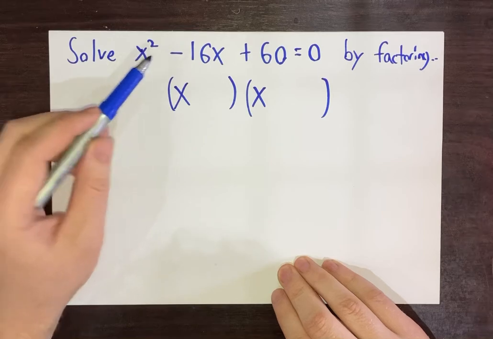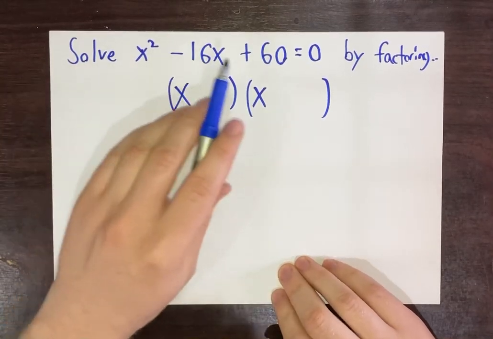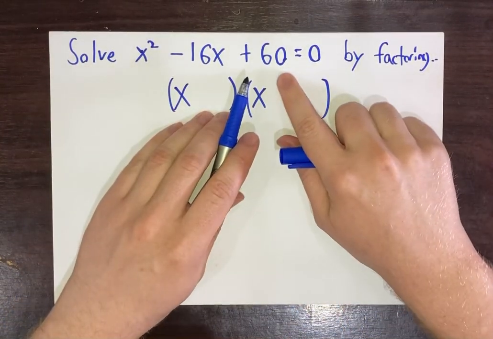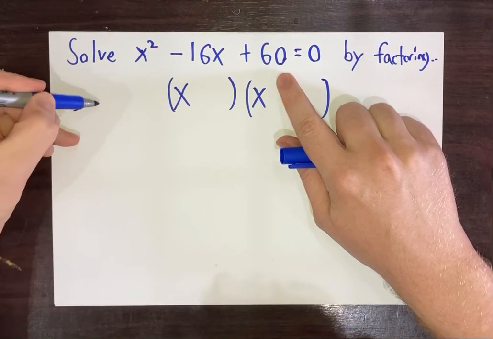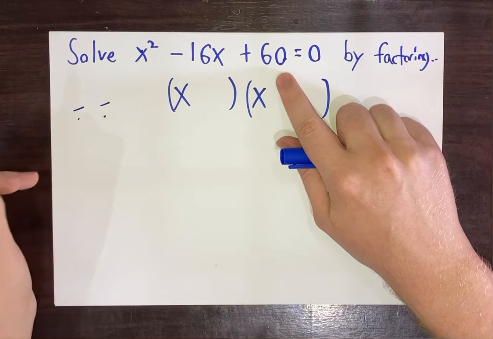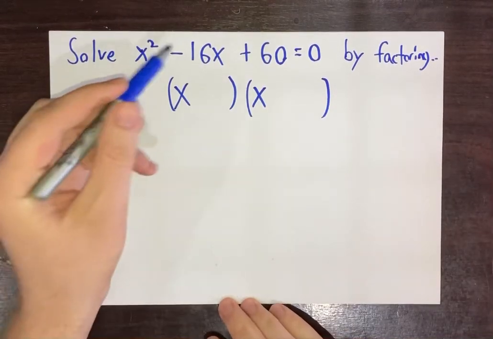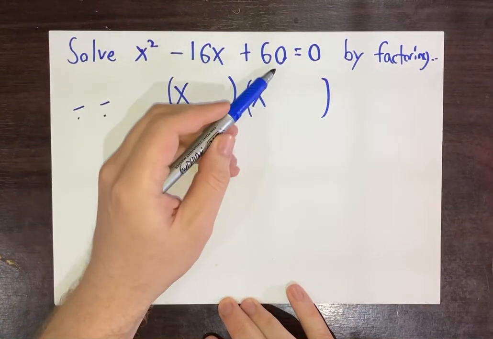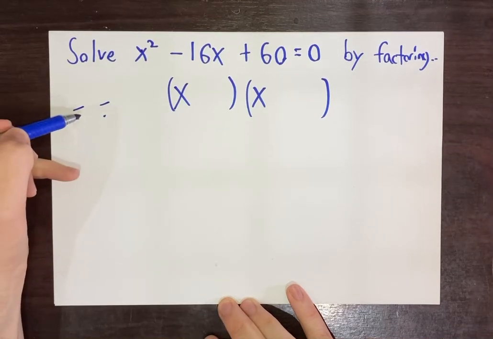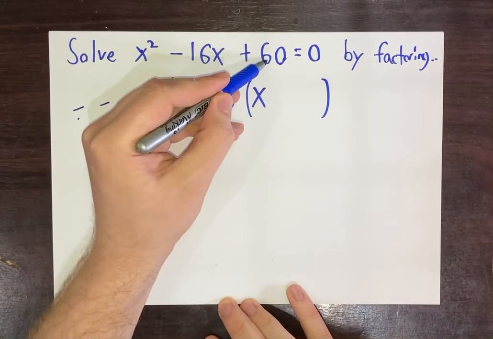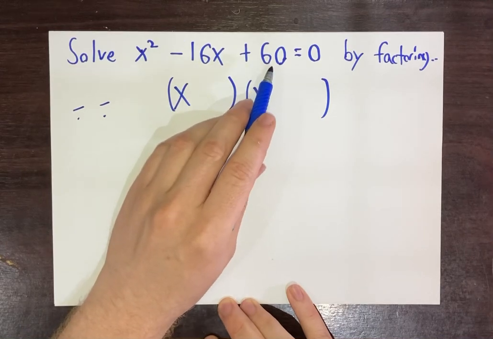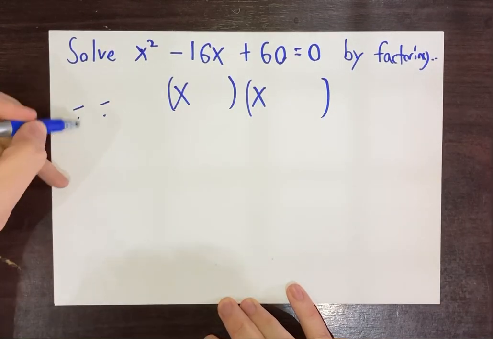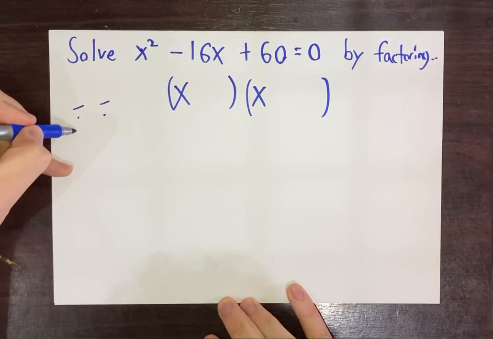Now, just as a meta note here, when we're multiplying to an even number and adding to a negative number, we know that both of our numbers will have to be negative. And the reason being is two negatives add to a negative and multiply to a positive. So we're looking for two negative numbers. Now let's start listing the factors of 60 and see if we can find the two negative numbers which multiply to 60 and add to 16, or in this case, negative 16.